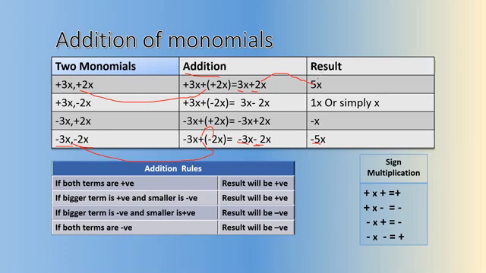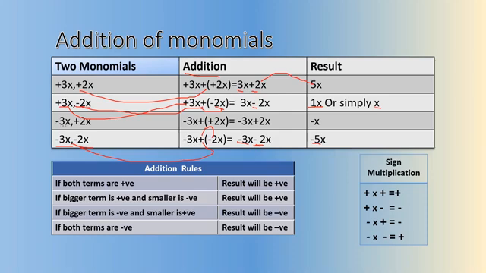Like plus 3 plus 2 is plus 5. Minus 3 minus 2 is minus 5. In the same way, students, when two different signs are there, minus 3 plus 2, what do we have to do? Take the bigger number, plus 3x, and put the sign of plus here. Then minus 2. Now plus minus minus, so 3 minus 2 is 1x, or simply we can say x.